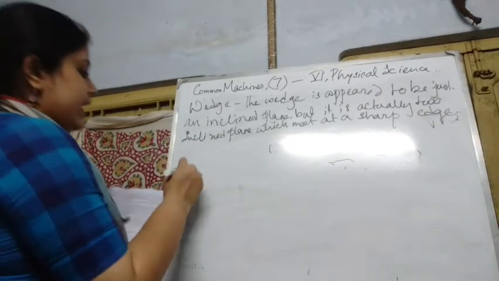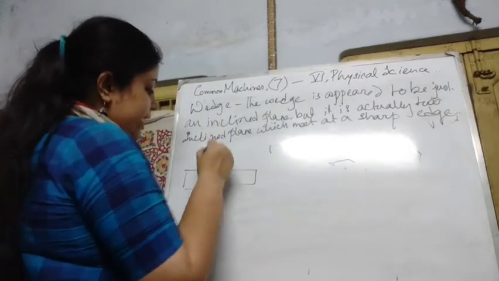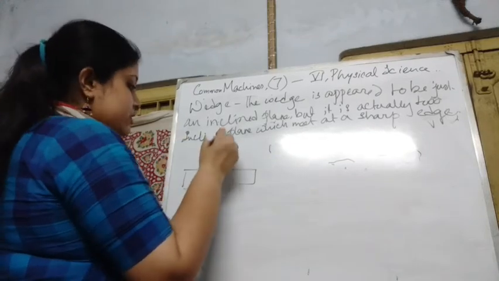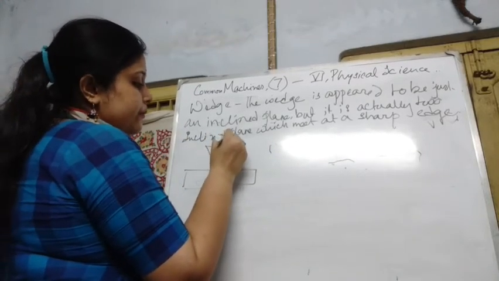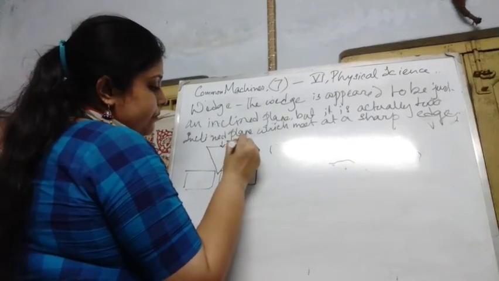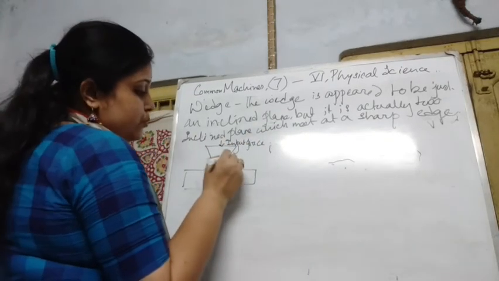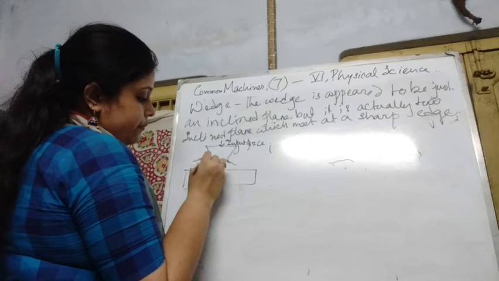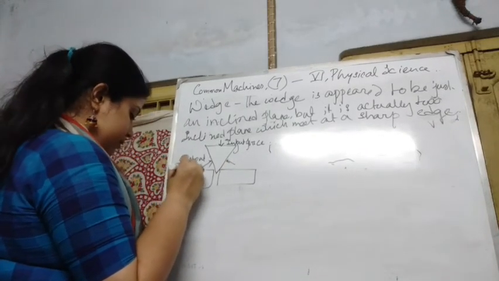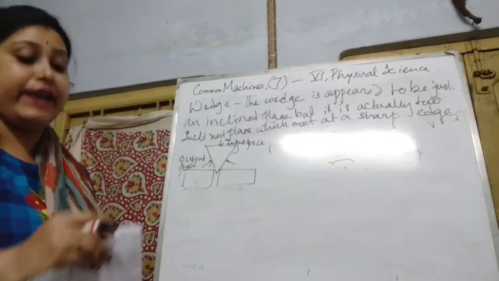The wedge looks like this. There are two inclined planes, one here and one here. So the force is inputted here, and the output force is here. So this is the structure of the wedge.